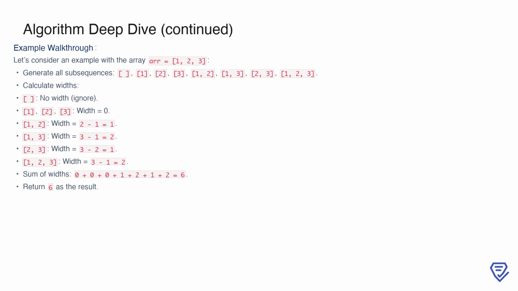For single-element subsequences like [1], [2], and [3], the width is 0. For [1, 2], the width is 2 - 1 = 1. Similarly, for [1, 3], the width is 3 - 1 = 2, and for [2, 3], it's 3 - 2 = 1. Lastly, for [1, 2, 3], the width is 3 - 1 = 2. Adding these up, the total width is 0 + 0 + 0 + 1 + 2 + 1 + 2 = 6. Therefore, the result for this example is 6.